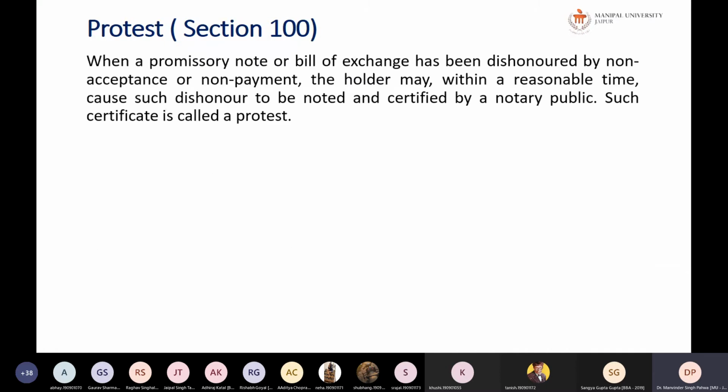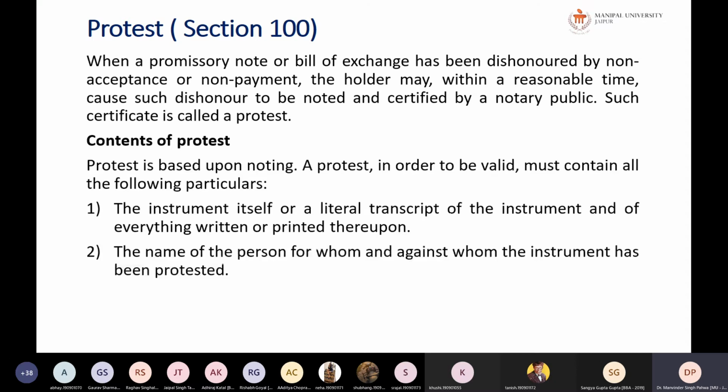Protest. So what is protest? Protest happens when the promissory note or bill of exchange has been dishonored by non-acceptance or non-payment. The holder may, within a reasonable time, cause such dishonor to be noted and certified by a notary public. Such a certificate issued by a notary public, which is evidence that the dishonor has happened, is called protest. So what are the contents of the protest?